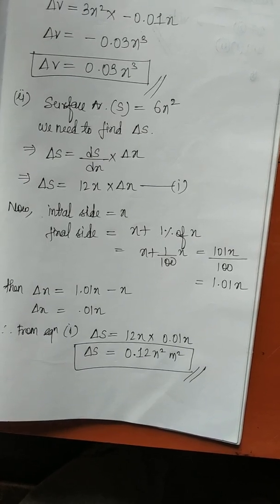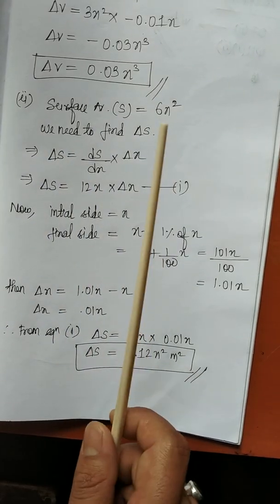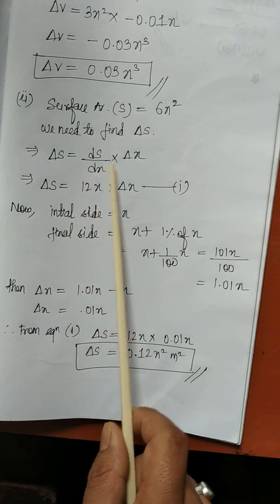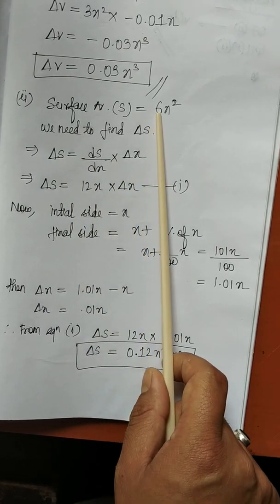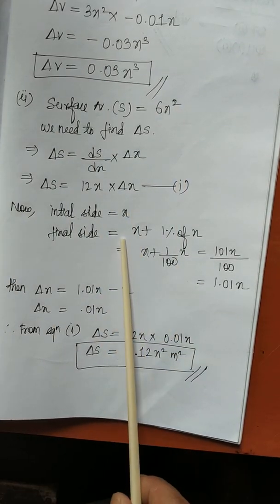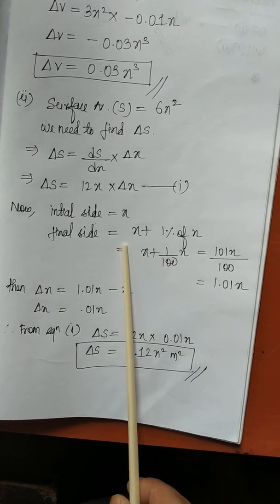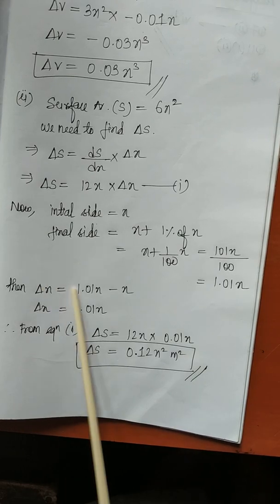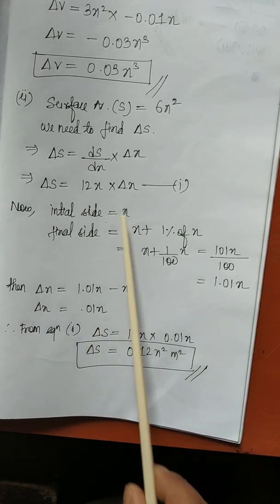Surface area now. S is 6x square, we need to find delta S, the approximate change in the surface area. The formula is dS by dx into delta x. The formula is 6x squared, so differentiating we get 12x into delta x. Now here the side is increased. The initial side was x, the final side will be x plus 1% of x, that is this. So delta x will be final minus initial, you'll get this, and put this value here, you get the final answer.